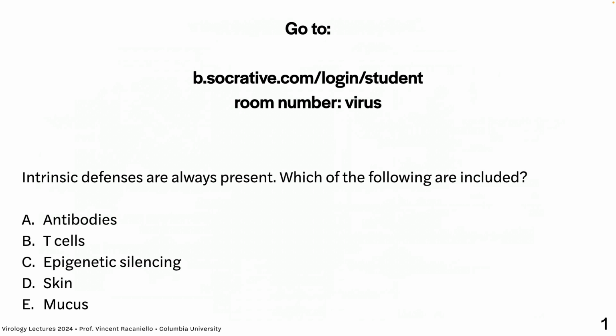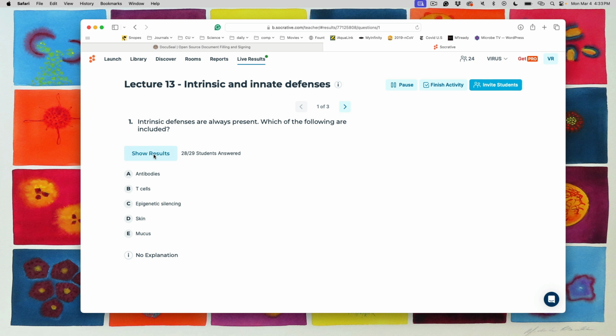So our first question is, intrinsic defenses are always present. Which of the following are included? Antibodies, T cells, epigenetic silencing, skin, or mucus. So what did we do after all that?